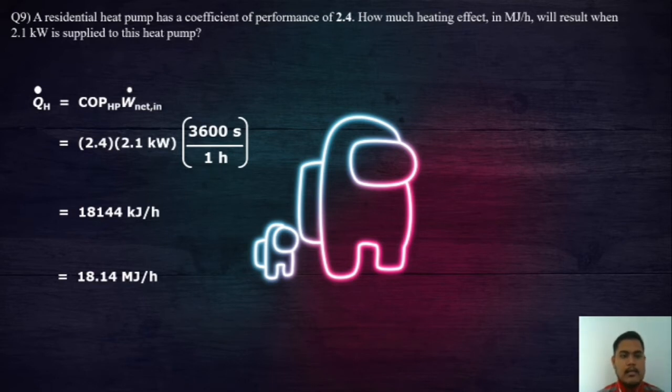The formula is QH equals coefficient times W net. So we put the value of coefficient, which is 2.4, times 2.1 kilowatt, and we multiply by 3,600 seconds per 1 hour. And then we get the answer 18,144 kilojoule per hour. And then we convert to 18.14 megajoule per hour.